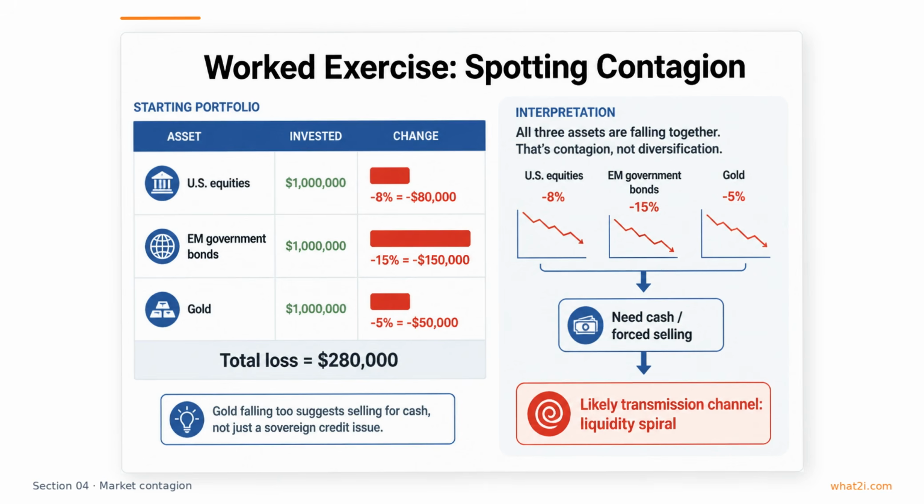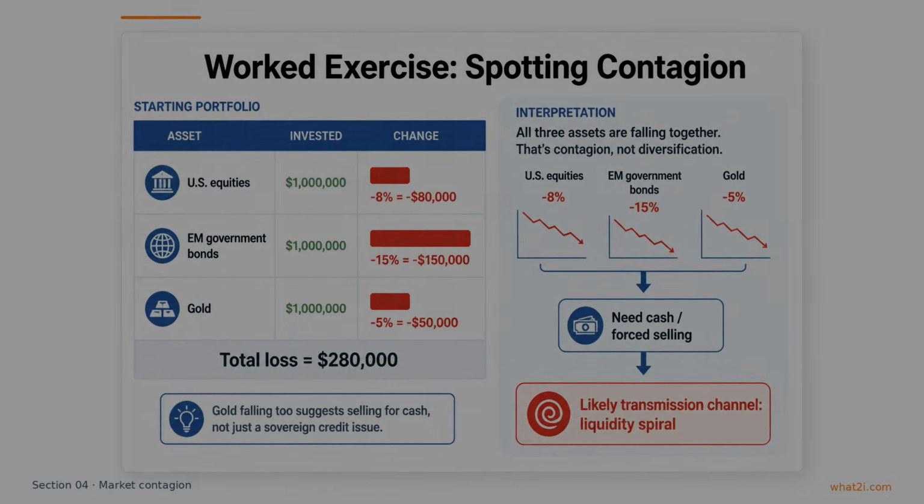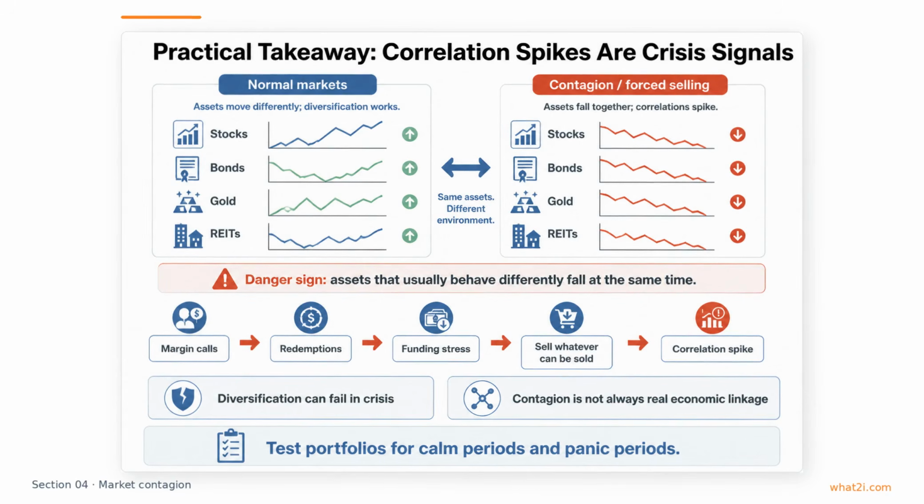More important than the total is the mix of losses across assets that do not usually all fall together for the same reason. Gold being down as well points toward a liquidity spiral, where investors were selling what they could to raise cash. The practical warning sign is not simply that prices are falling, but that many different assets are falling together when they normally would not. In those moments, do not assume diversification is working just because the portfolio holds several asset classes.